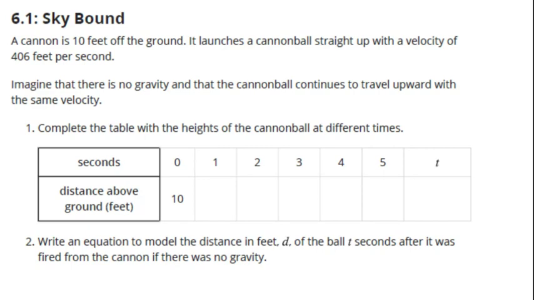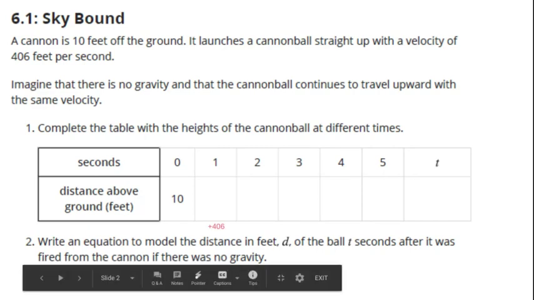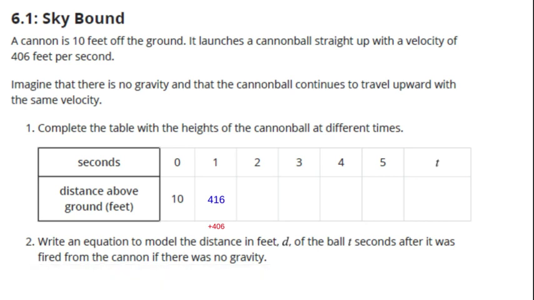So we have here first the cannonball. It says a cannon is 10 feet off the ground. It launches a cannon straight up with a velocity of 406 feet per second. That's important. So imagine there's no gravity. That means it doesn't come back. It's still going away and away and away out into space. And every second it's going 406 feet. That's what 406 feet per second means.